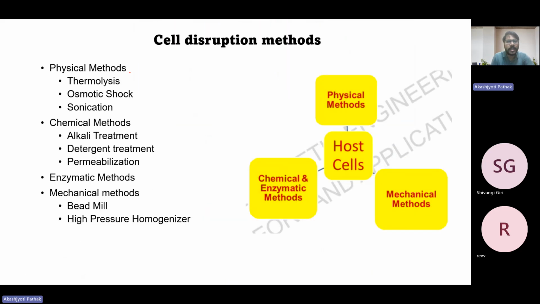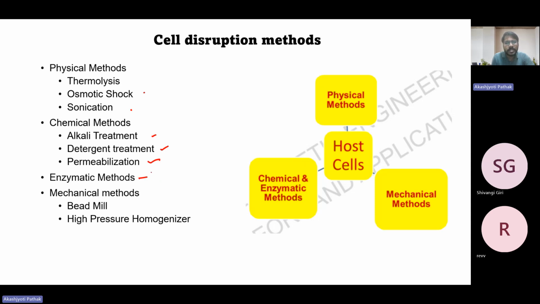methods. So what are these different methods? They can be physical methods. In physical methods, you have thermolysis, osmotic shock, and sonication. Chemical methods include alkali treatment, detergent treatment, or permeabilization. And there are enzymatic methods.